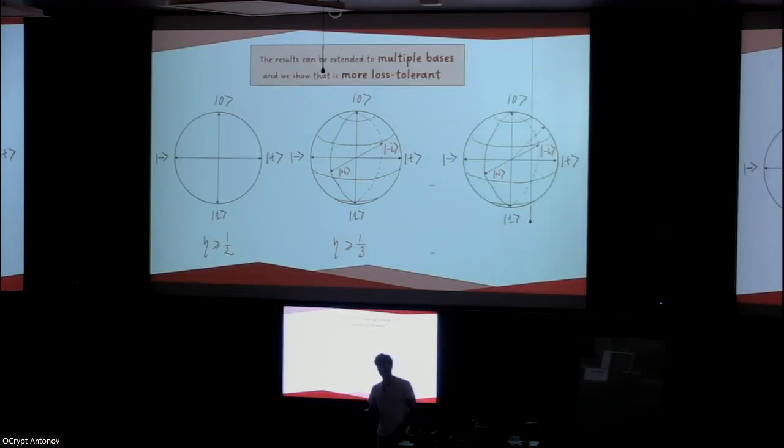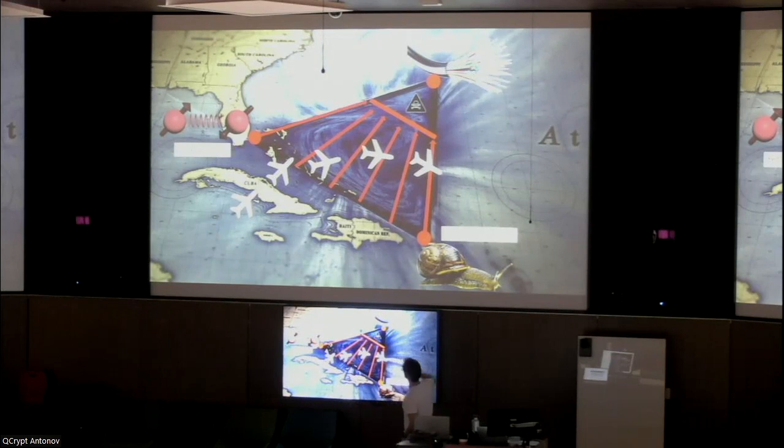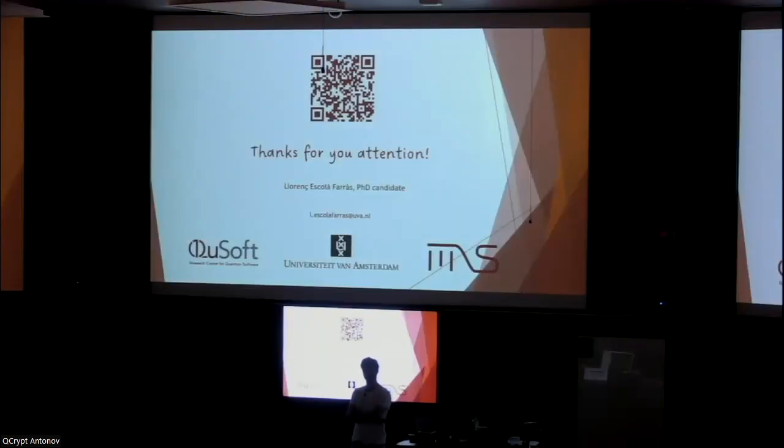And the more bases you put, we computed the results, and we had more security. So if you have 5 bases in which you encode the quantum information, you have security for eta greater than or equal to a fifth. So what does it mean? If we go to the Bermuda Triangle, we could push it to 1/3 of photon loss, or 1/5 of transmission rates, and now we can send more planes over this forbidden area. And with that, I would conclude, and thank you for your attention.